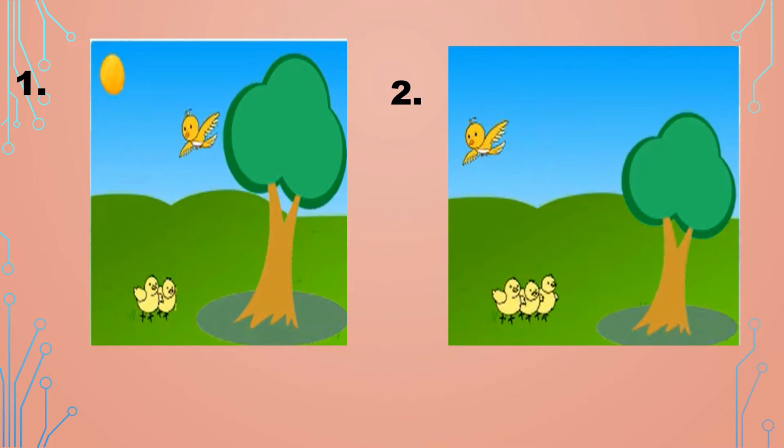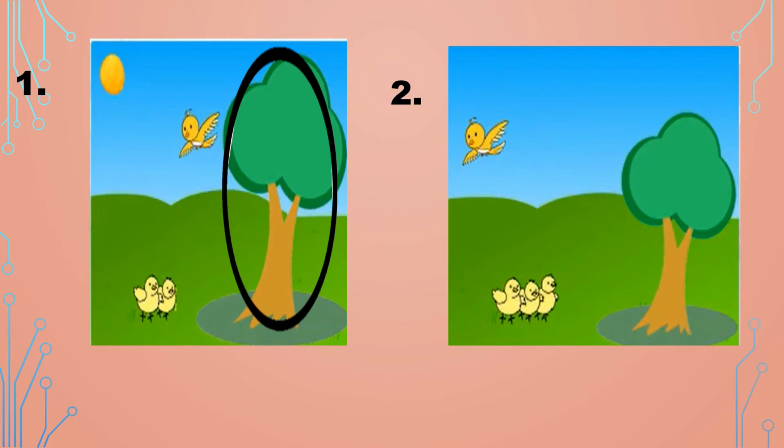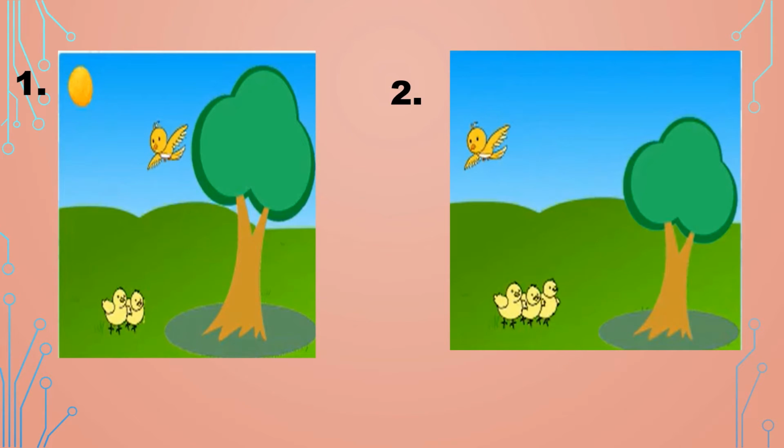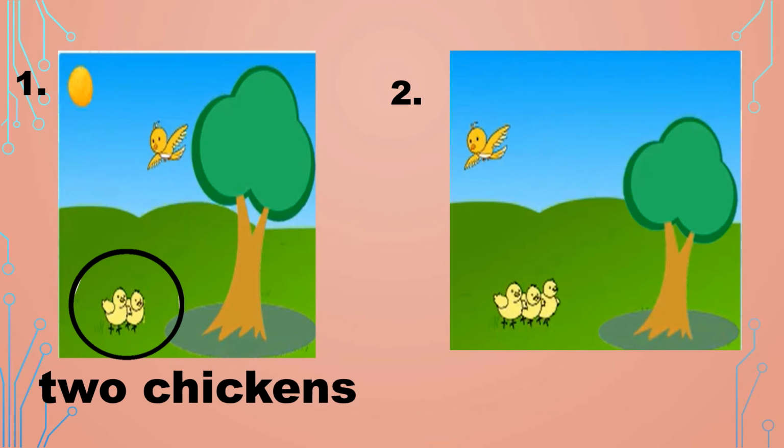Now students, look at this example. Can you find any differences in both the pictures? Let's begin with the tree. In the first picture, the tree is tall, whereas in the second picture, the tree is short. Now, let's count the chickens in the first picture. We can see 2 chickens in the first picture, whereas in the second picture, we can see 3 chickens.